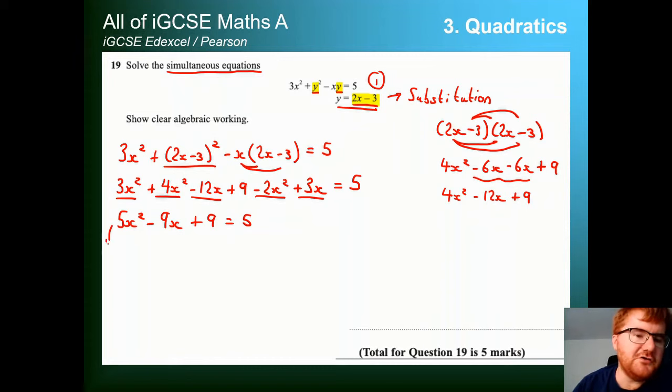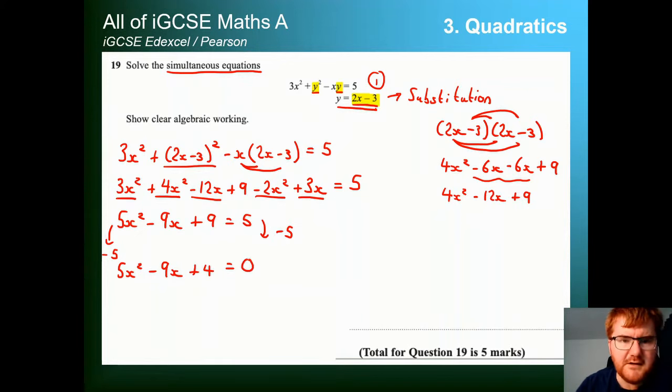Before we actually start to try and solve this, we're just going to make sure we get the right hand side 0. So we're going to minus 5 from both sides. Now remember that minus 5 has no effect on the 5x squared. It also doesn't have an effect on the minus 9x, but we do have 9 minus 5, which is equal to 4, like so, and then this side is 0. Remember, these two things cancel. So we've got a fairly tricky quadratic here to solve.